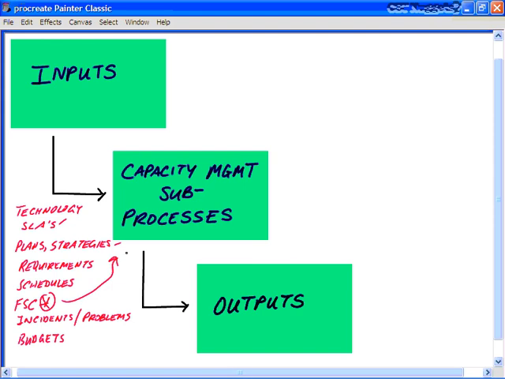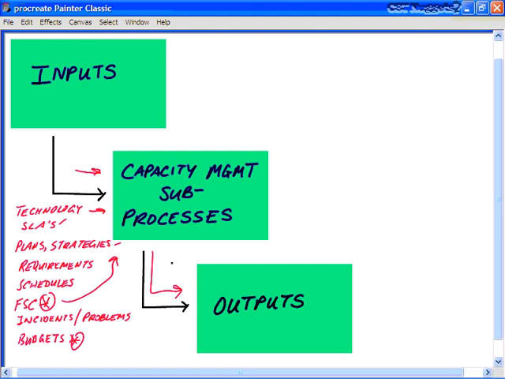Incidents, problems, these all go into affecting capacity, as well as the budgetary issues, budgets. So all these things are inputs into the sub-processes, which again, business capacity, service capacity, resource capacity, which involves monitoring, analyzing, tuning, trending, forecasting, modeling, prototyping, sizing, baselining, and of course documenting. And then that leads to our outputs here.